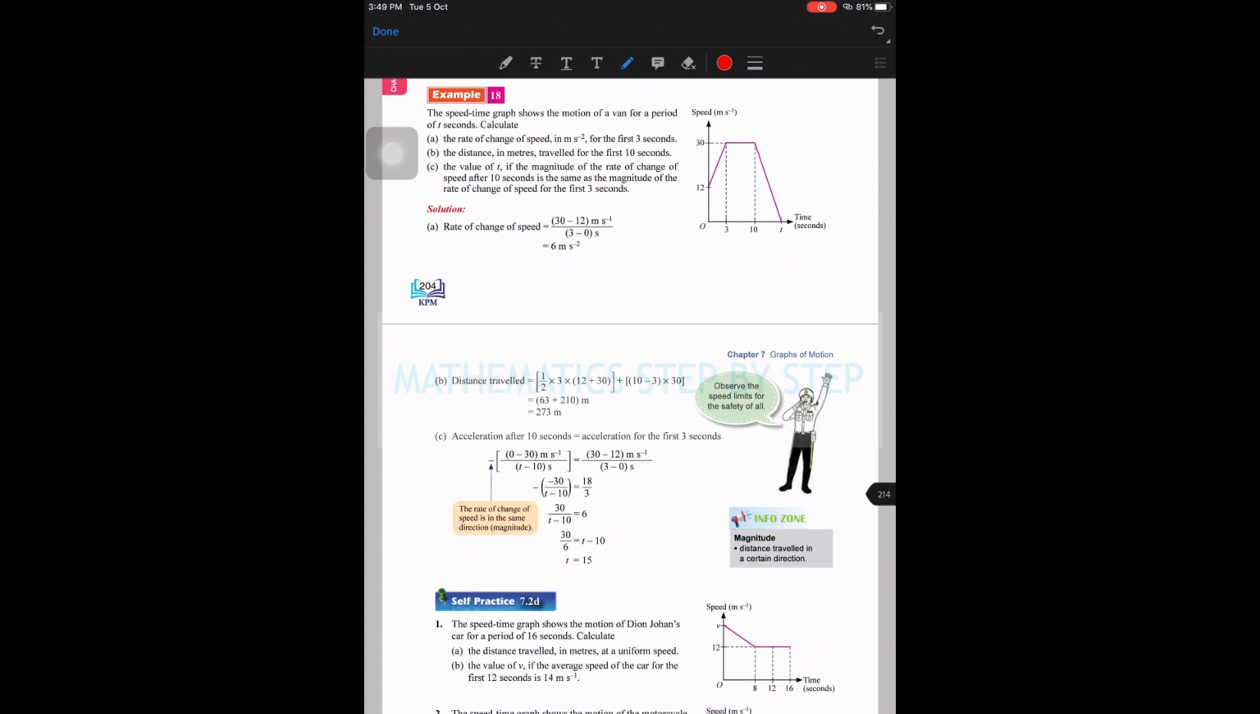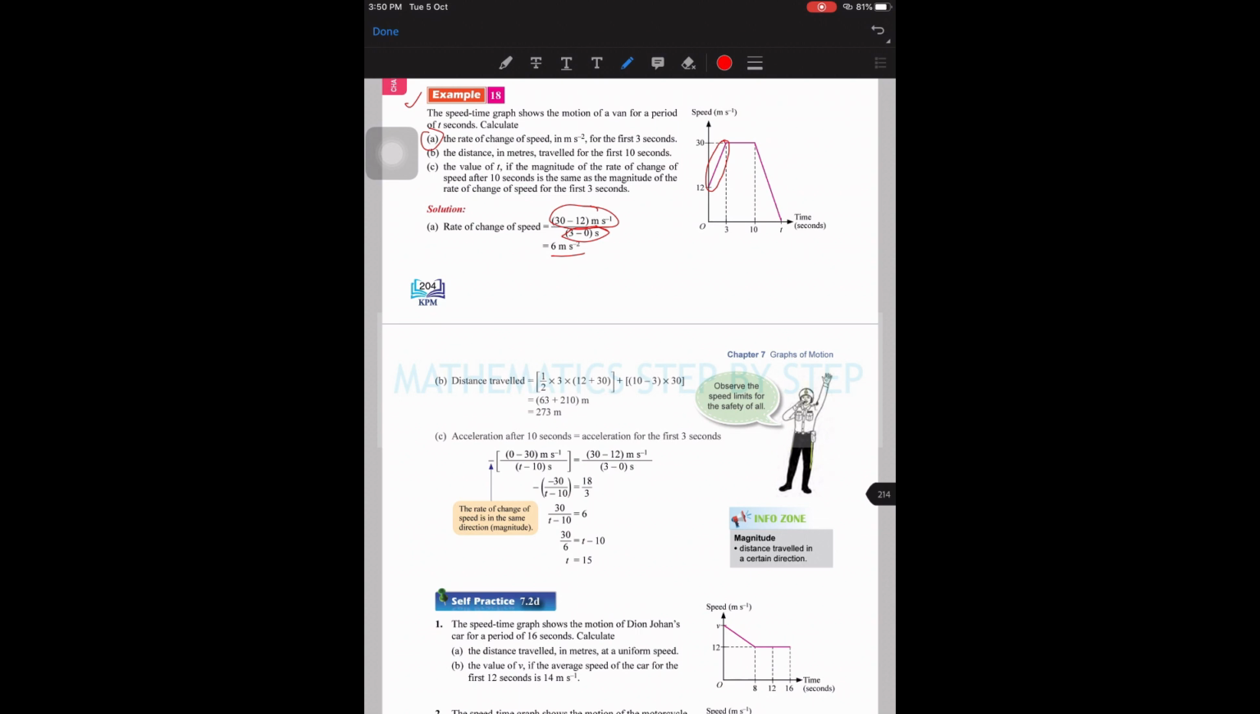Then example 18. The speed time graph shows the motion of a van for a period of t seconds, okay? Part A. Calculate the rate of change of speed in meter per second for the first 3 seconds. So meaning we are going to find the acceleration of this part of the graph, which is the gradient, okay? So 30 minus 12 over 3 minus 0, okay? Equals to 6 meter per second.